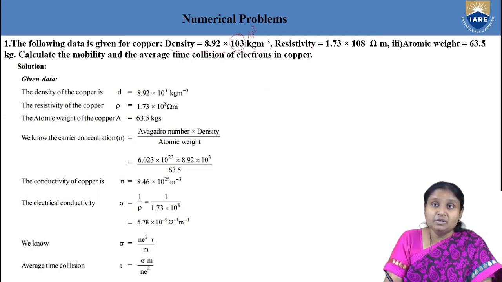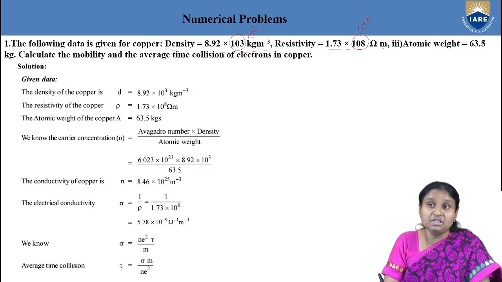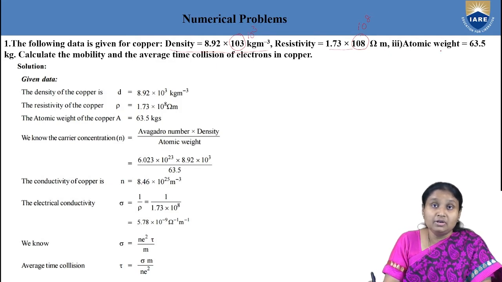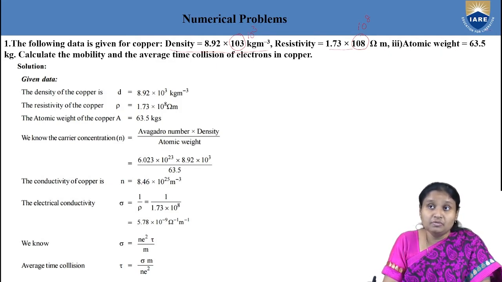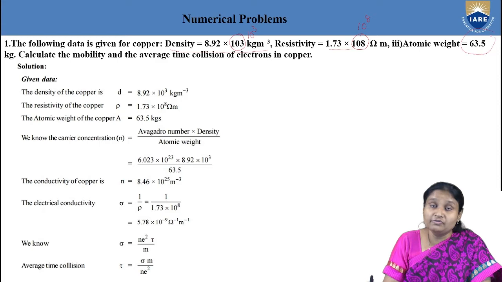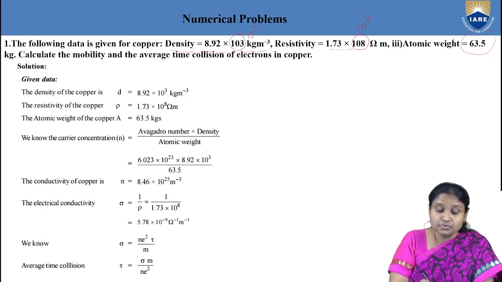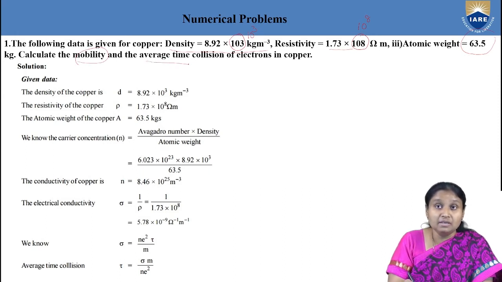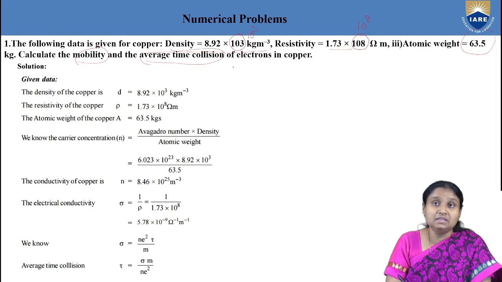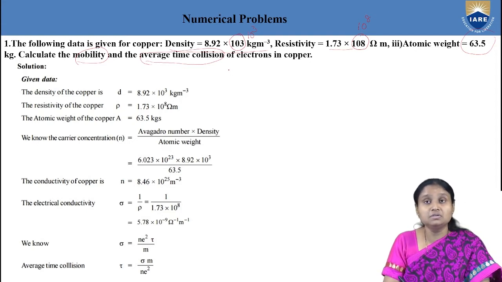Whereas coming to the resistivity value, it is given as 1.73 into 10 to the power of 8. What is the unit for resistivity? Ohm meter. And we were also given the atomic weight of copper, which is 63.5 kilograms. From this data, we are supposed to find the mobility as well as the mean collision time tau of electrons in copper.